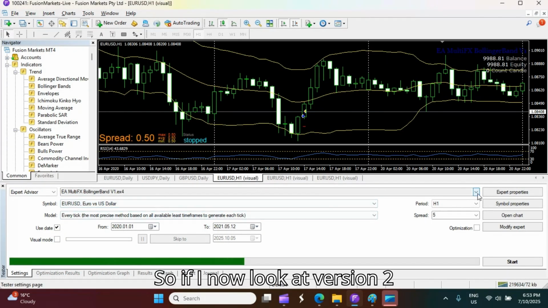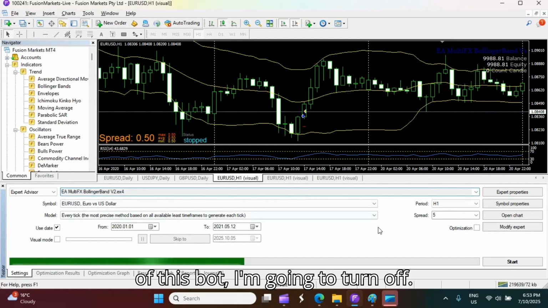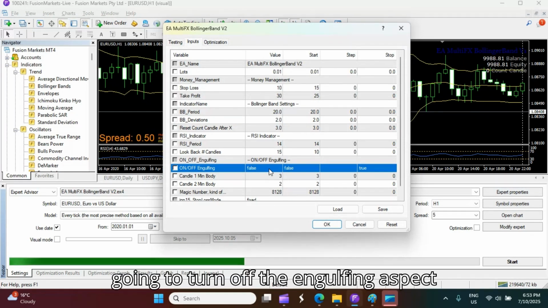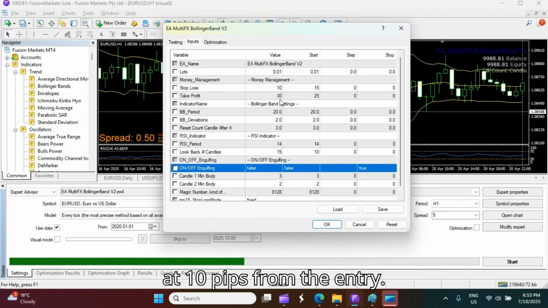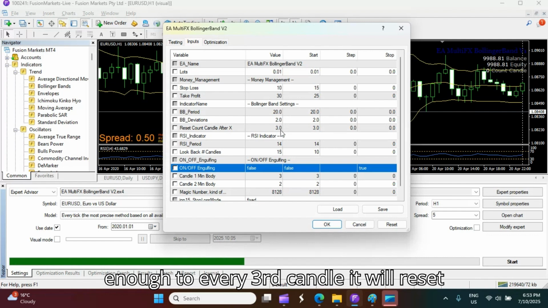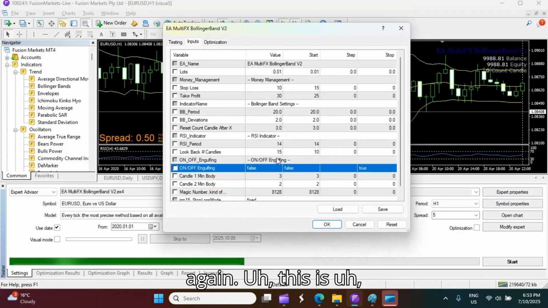So if I now look at version 2 of this bot, I've made this highly configurable. I'm going to turn off the engulfing aspect for now. The settings currently stand at a fixed stop loss at 10 pips from the entry. Profit target is 30. These are the Bollinger Band settings, 22 for the standard deviation, and after every third candle, it will reset and the counter will start again.